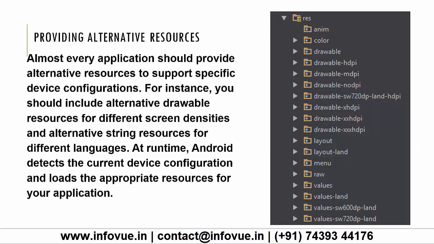You can also provide alternative resources. You can create a resource directory by right clicking on the resource folder. You can create your own resource file and name it, and you can place your resource file according to your need. Almost every application should provide alternative resources to support specific device configurations. For instance, you should include alternative drawable resources for different screen densities, and alternative string resources for different languages. At runtime, Android detects the current device configuration and loads the appropriate resources for your application.